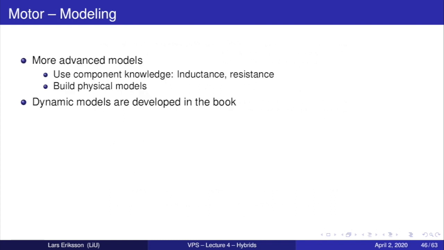These models were fairly simple in that we're working only with the efficiency and we're modeling the power losses. This is motivated in this course because we are focusing very much on fuel economy and learning the basic principles. There are much more advanced models that use component knowledge like inductance of the coil and resistance in the windings, and build physical models. In the book there are also dynamic models developed that can be used to understand the fields and how they evolve while you drive an electric machine.